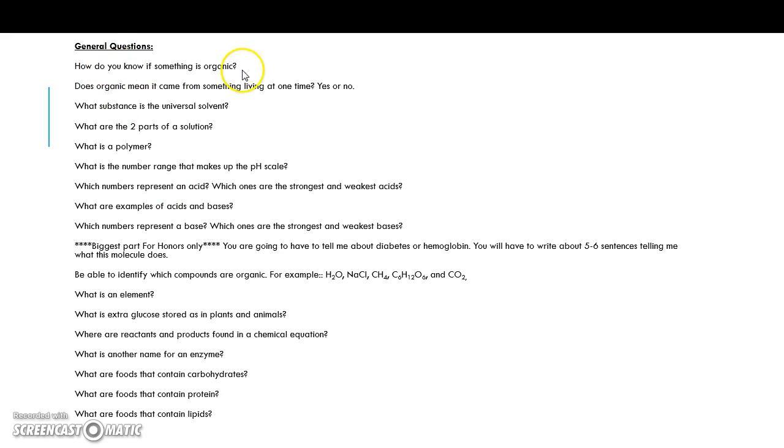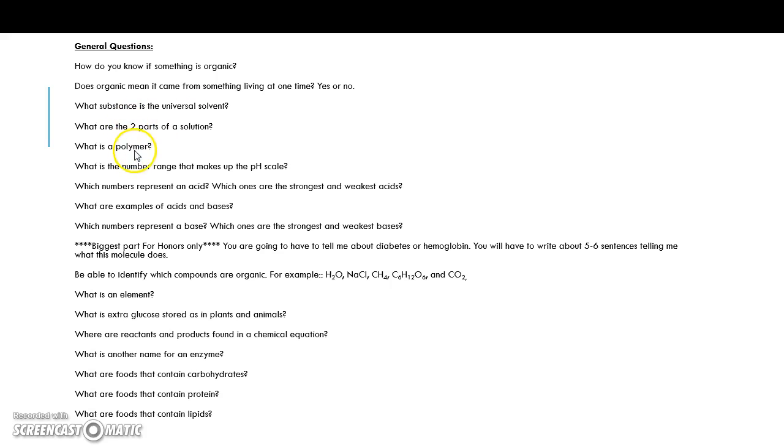General questions. How do you know something's organic? This goes into the organic notes. That would be carbon. It came from something living at one time. Yes, it did, or it had to cycle through. Don't forget you have that funky one, CO2, which is going to be an inorganic compound. What substance is a universal solvent? I like this one. That's water. And in fact, water is going to be part of a solution. So solvent would be the solution. Solute would be what is being dissolved.